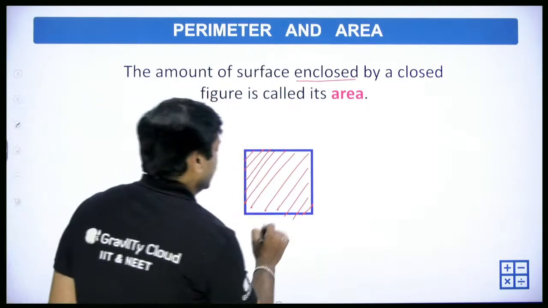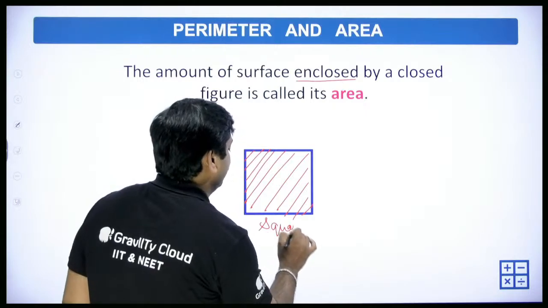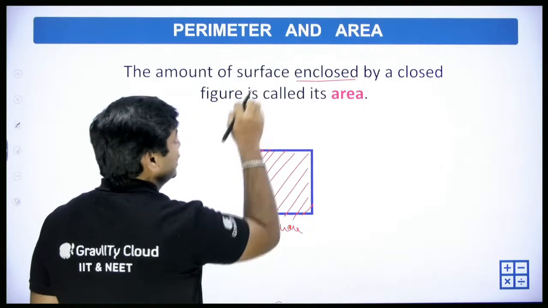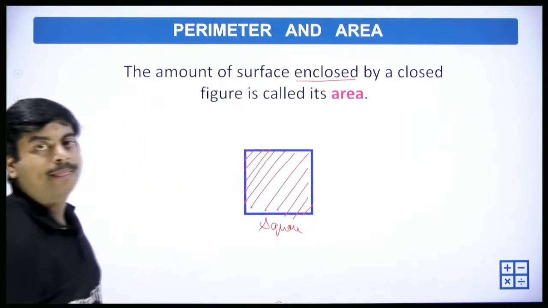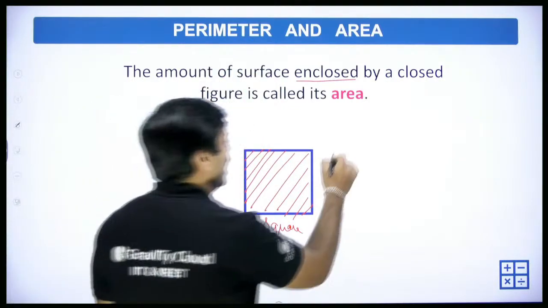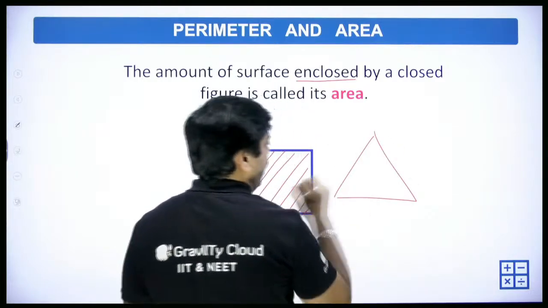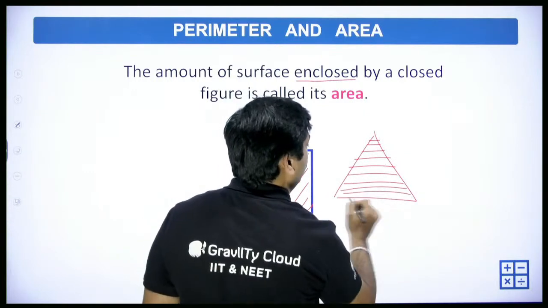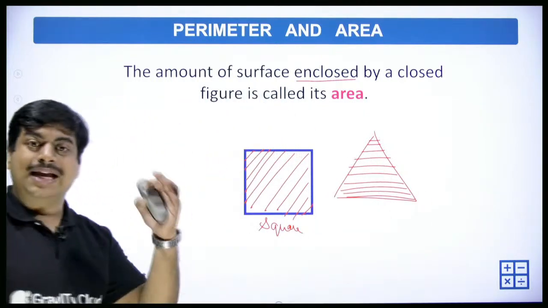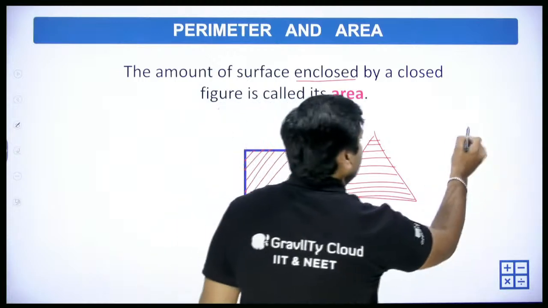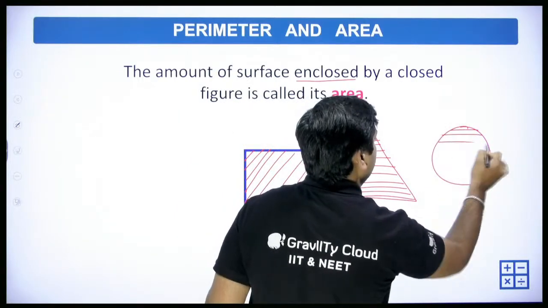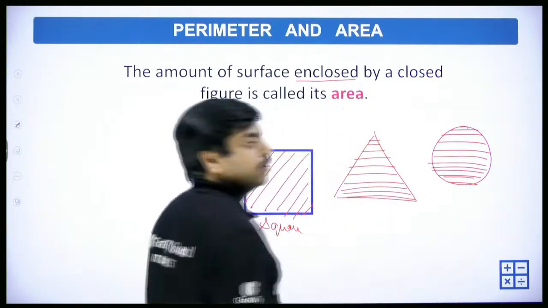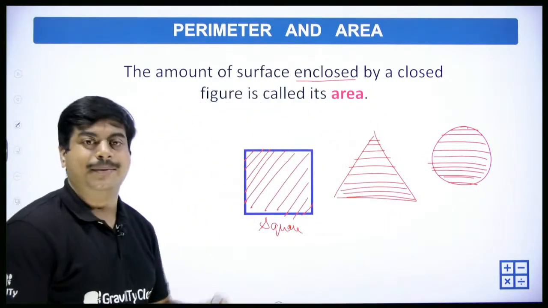Here this is a square, and the area of a square is all these points, the complete space, the complete surface. For example, you have a rectangle or a triangle. For a triangle, this complete space is the area of that polygon. Even for a circle there is an area. As a closed figure, you have the shaded part which has some surface, so we can say that it has an area, right?